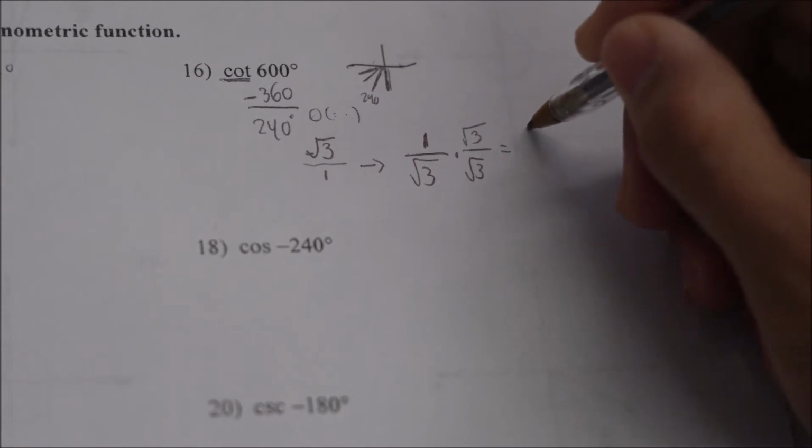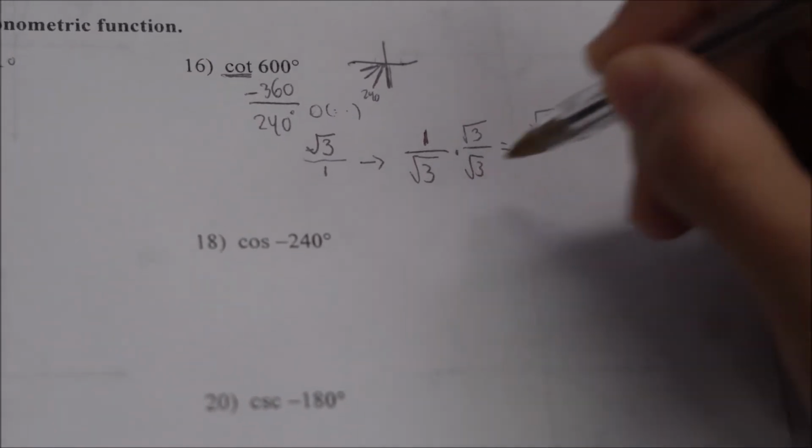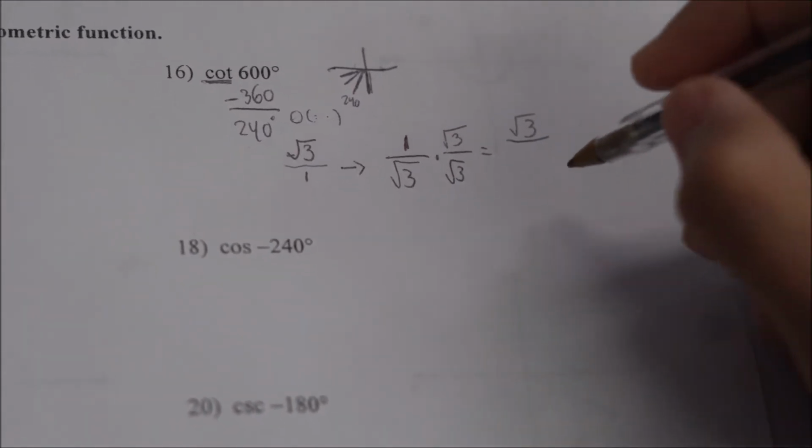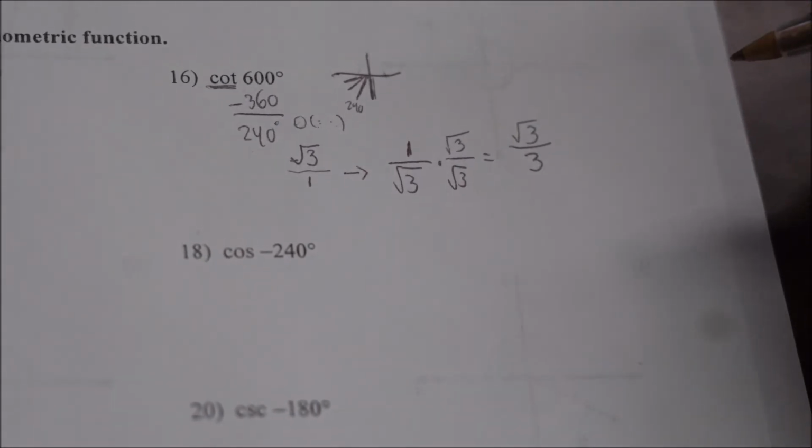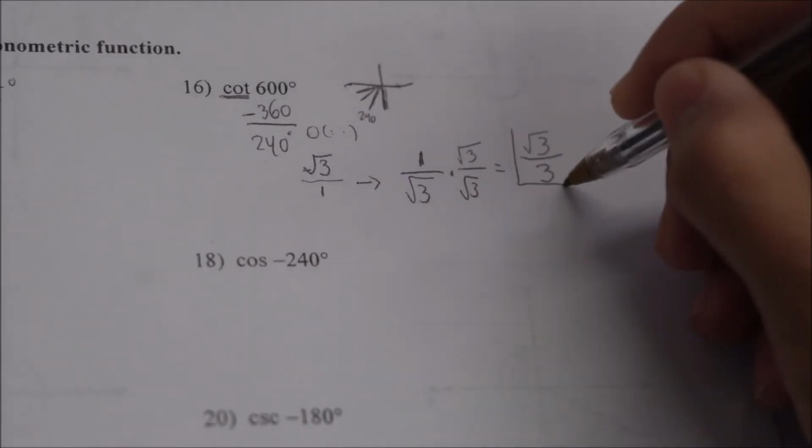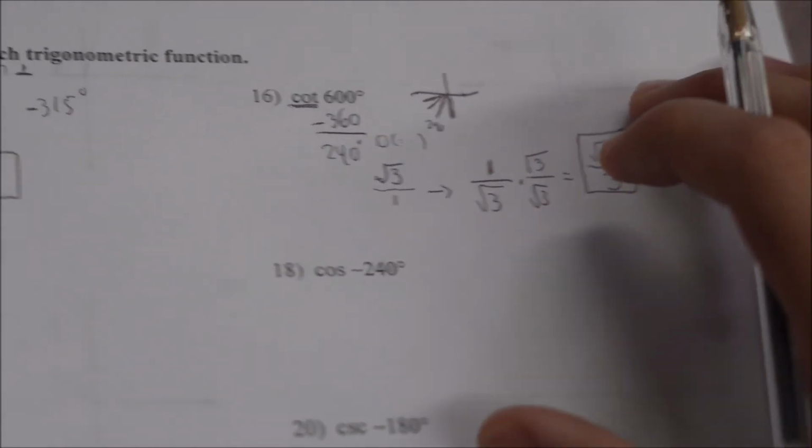So 1 times the square root of 3 is simply square root of 3. Square root of 3 times square root of 3 is the same thing as square root of 9, which equals positive 3. And that's it. This is your cotangent value. Let's try one with cosine.